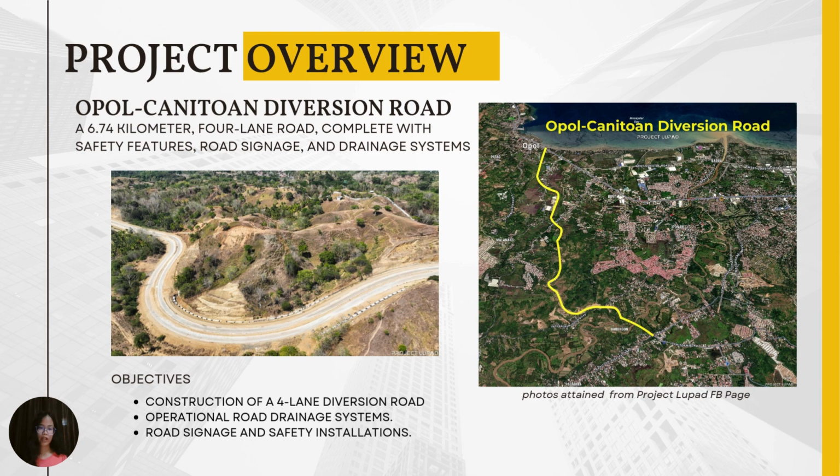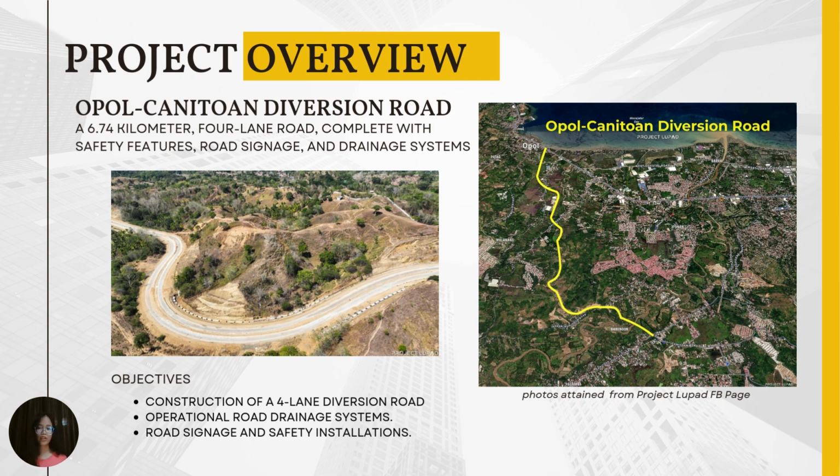So, before anything else, we are going to review what our project is all about. So, it's a brief explanation. Our project is a 6.74 kilometer four-lane road complete with safety features, road signages, and drainage systems. It is a diversion road or a construction of a four-lane diversion road.